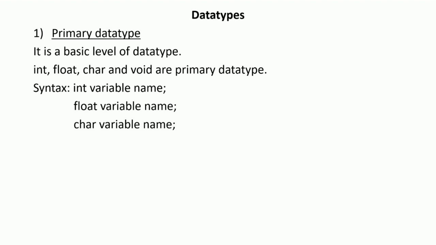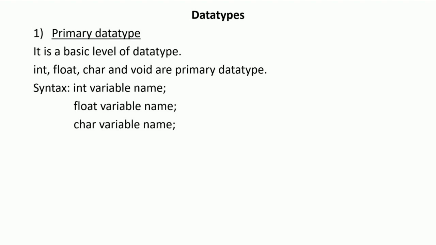Primary data type is a basic level of data type. Integer that is int, float that contains decimal digits, character for letters, and void are some of the primary data types. You have to follow certain rules for declaring data type. Syntax for data type is integer. For integer variables, you have to write int space variable name and end it with semicolon.